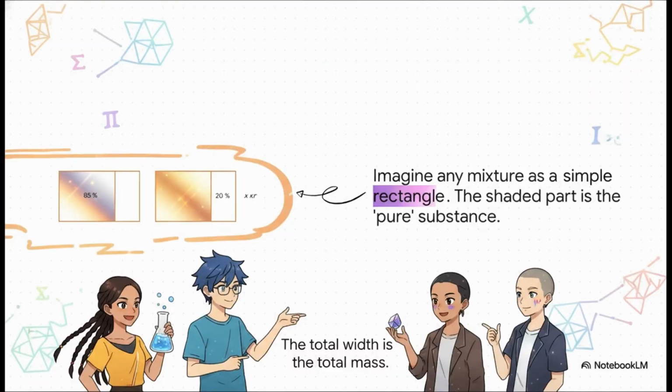Okay, now for the fun part. Let's turn this idea into a picture. Imagine any mixture, like our alloy, is just a simple rectangle. The width of that rectangle? That's the total weight of the mix. And the height? That's the concentration, the percentage. Which means the shaded area you see here, that's the actual amount of the pure stuff, the copper in our case. This is the whole idea behind something called the rectangle method.